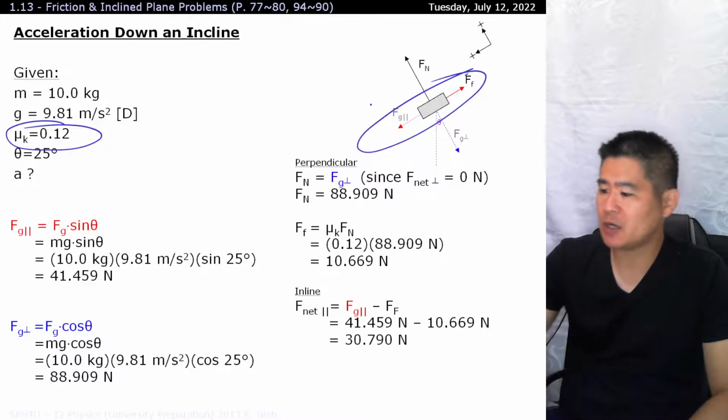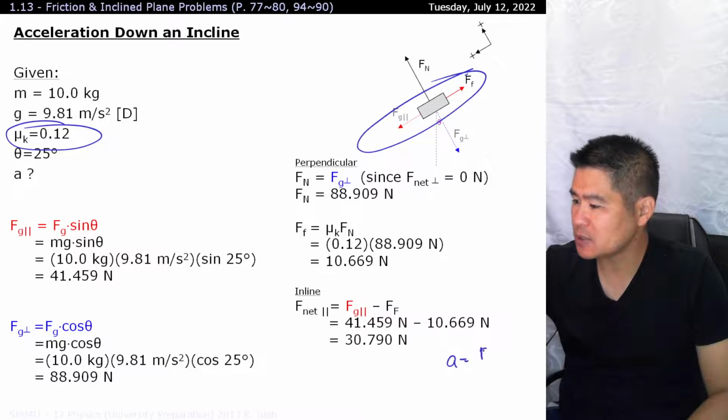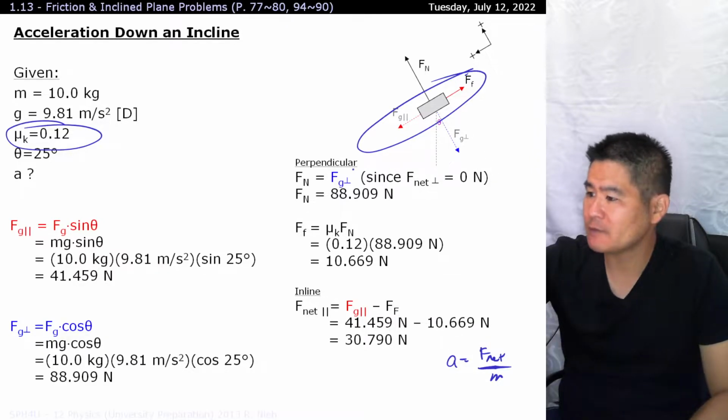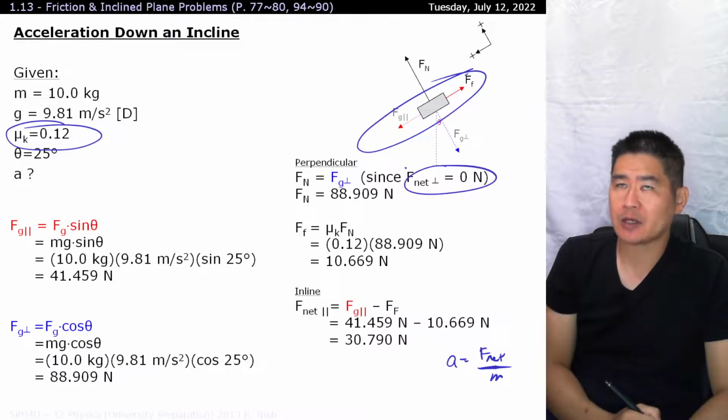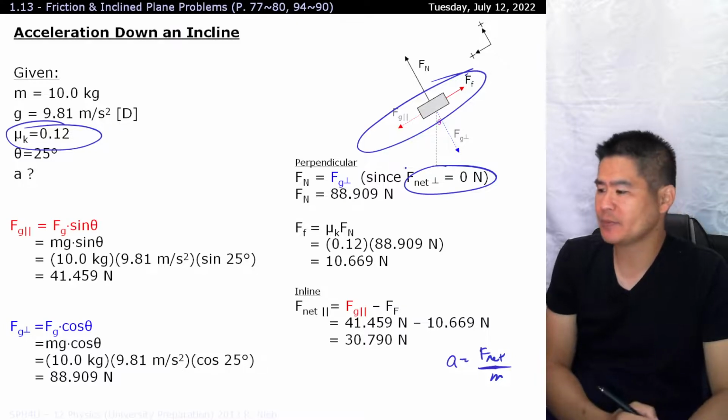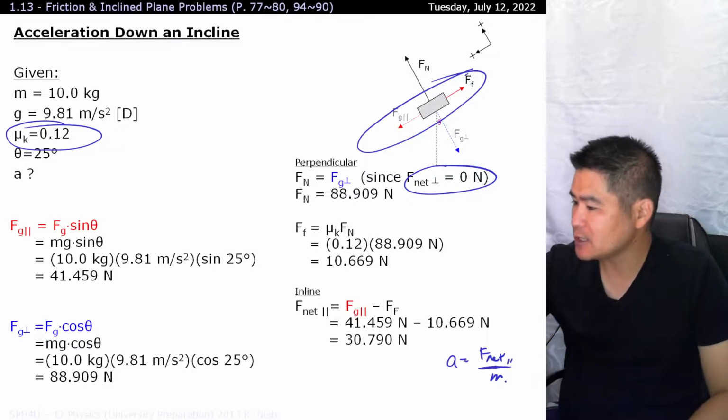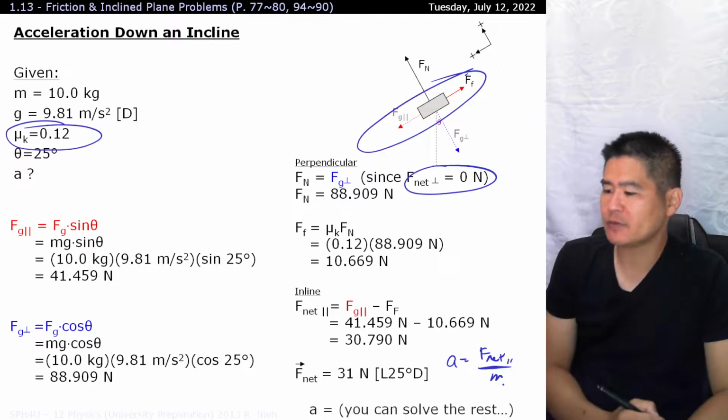To finish off this problem, you know that acceleration is equal to F net divided by mass. Remember that Fg perpendicular goes to 0, so we do not need to use the Pythagorean theorem. We don't use the Pythagorean theorem in solving for the hypotenuse because one dimension is already 0. Okay, so it's just our F net inline divided by mass, and then you can solve the rest.